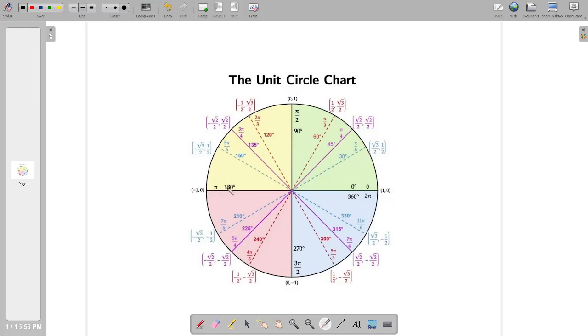Pi, we have a 0. If we continue to rotate, we have 2 pi, and then 3 pi, and then 4 pi, and so on. We could also go in the negative direction. Negative pi, negative 2 pi, negative 3 pi, negative 4 pi, and so on.